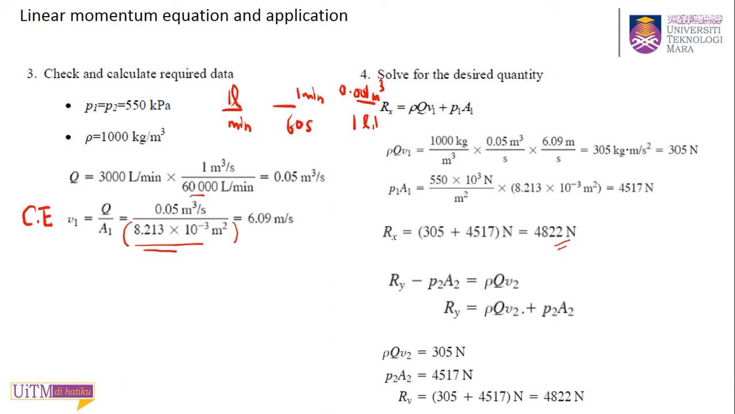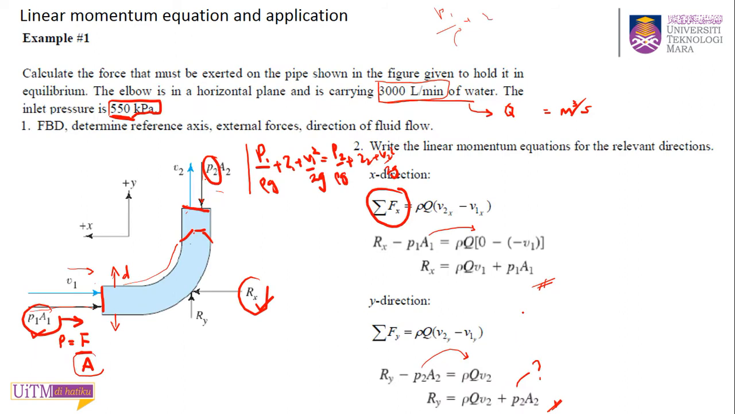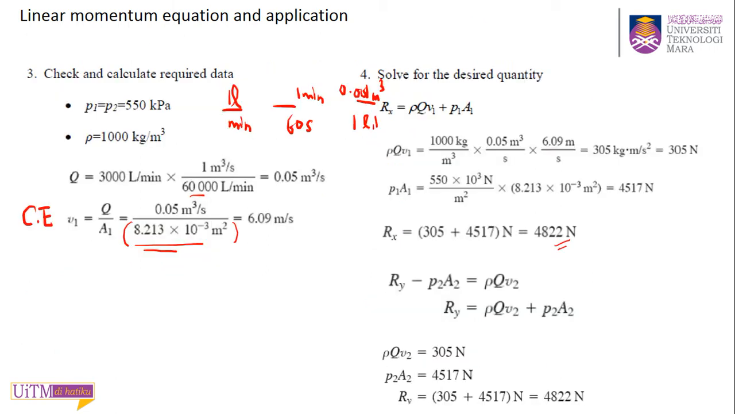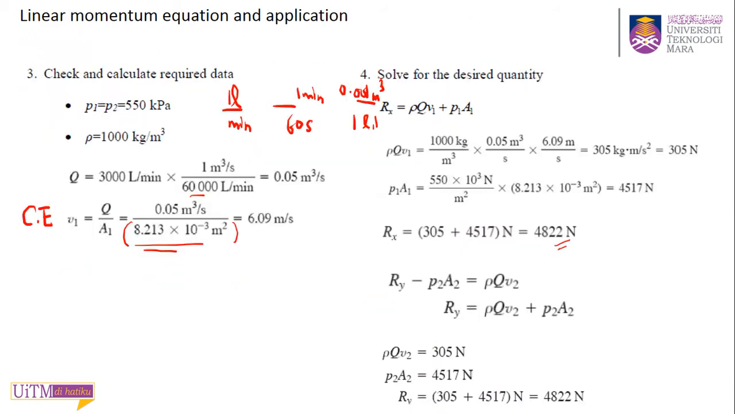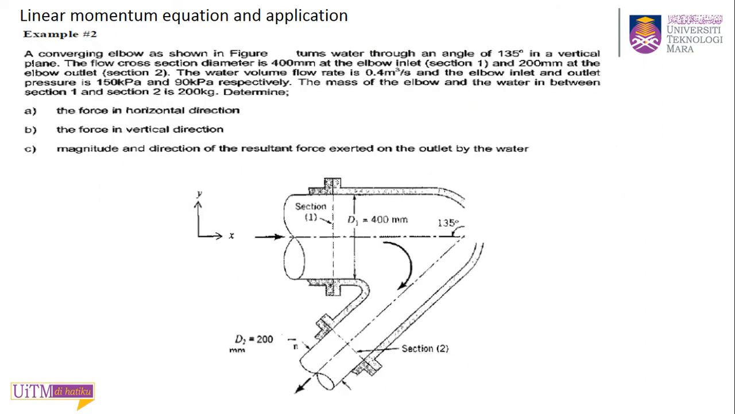Okay, and then if they ask you the resultant force, dia minta ke? Okay, they ask you to calculate the force in X direction and Y direction, in both. So you already get your answer in X and in Y. So they don't ask you to find the resultant force and the angle. So that's a second example of linear momentum equation where you apply pipe bend. Ini pun pipe bend juga. Second example for pipe bend, flow around a pipe bend.